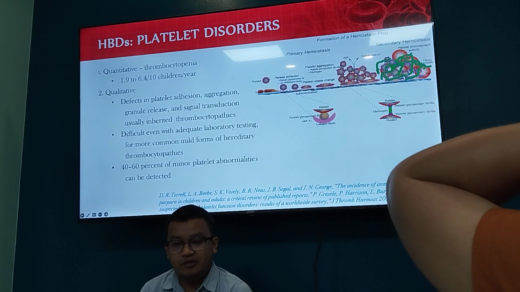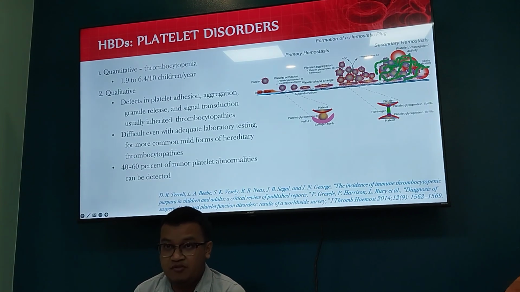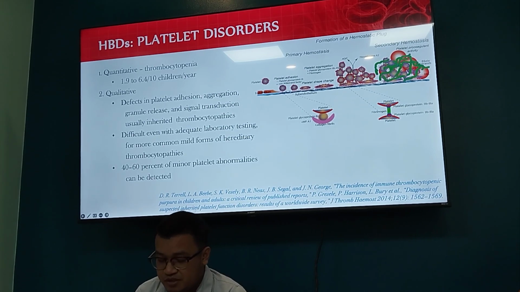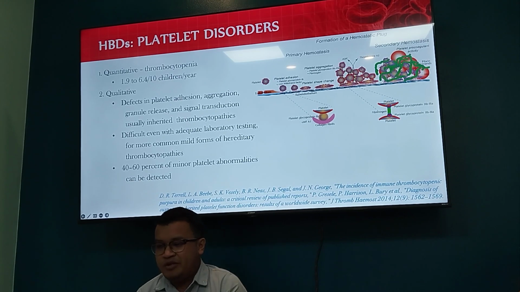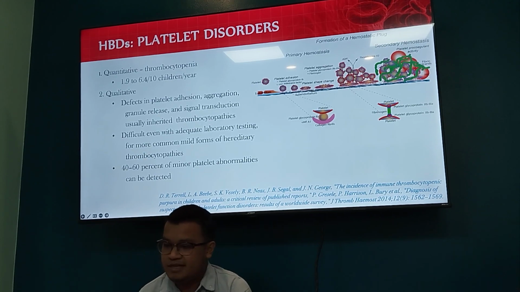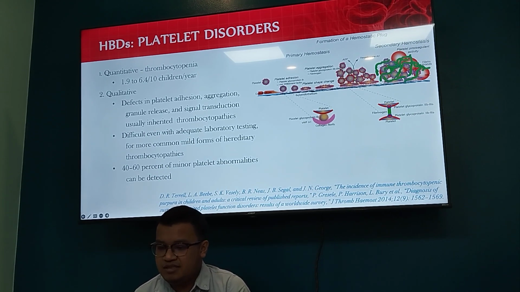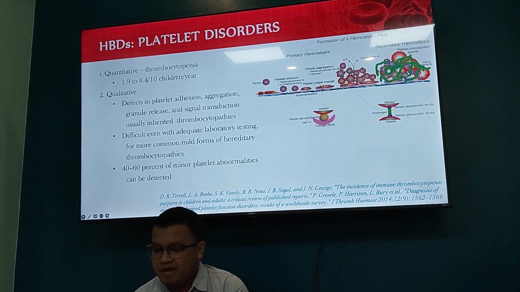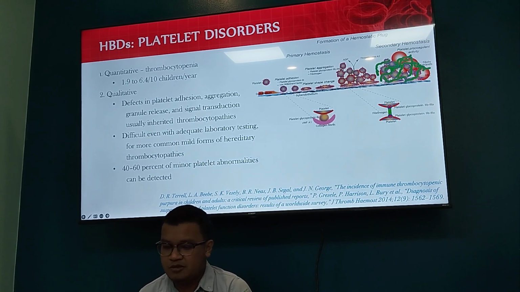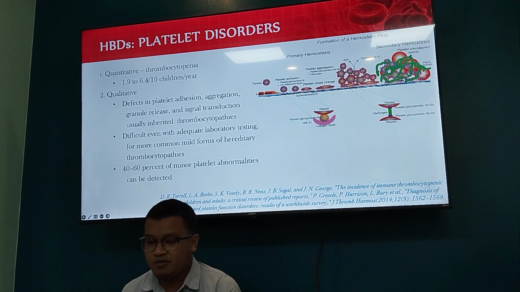Platelet disorders are another group of bleeding diseases in which bleeding can originate from a quantitative or a qualitative defect. Quantitative platelet disorders are mostly caused by thrombocytopenia, that is a decrease in your platelet count, with a reported prevalence of 1.9 to 6 per 10 children per year. Qualitative disorders, on the other hand, are caused by problems in platelet adhesion, aggregation, granule release, and signal transduction, known as inherited thrombocytopathies. Even with adequate laboratory testing, diagnosing the more common mild forms of hereditary thrombocytopathies is difficult. Only 40 to 60% of minor platelet abnormalities can be detected at the level of the faulty platelet pathway.